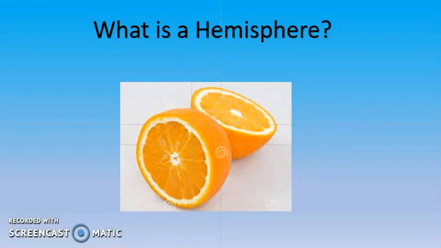I can think of a basketball. We have a yoga ball and a baseball. Those are spheres in my house. What about you?